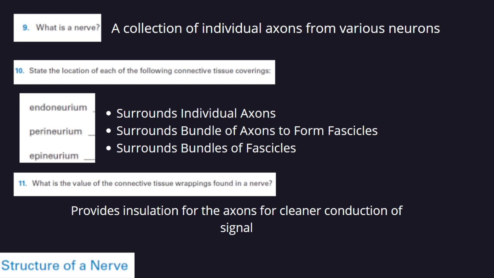Number 10. State the location of each of the following connective tissue coverings. Endoneurium surrounds individual axons. Perineurium surrounds bundles of axons to form fascicles. Epineurium surrounds bundles of fascicles. Number 11. What is the value of the connective tissue wrapping found in a nerve? Provide insulation for axons for cleaner conduction of signals.